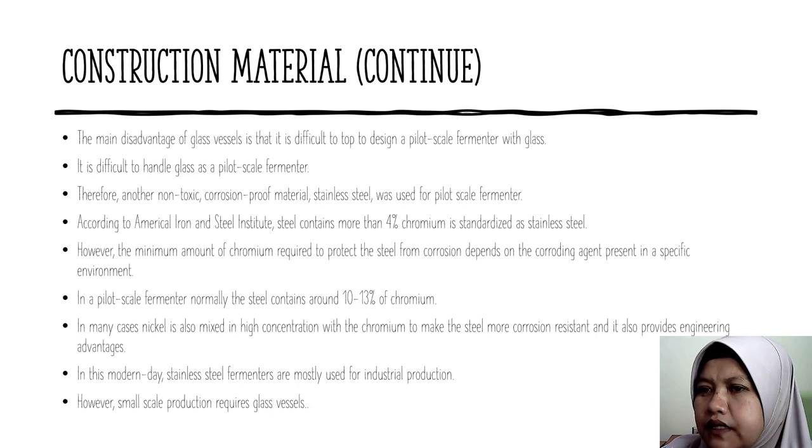According to the American Iron and Steel Institute, steel containing more than 4% chromium is standardized as stainless steel. However, the minimum amount of chromium required to protect the steel from corrosion depends on the corroding agent present in the specific environment. In a pilot scale fermenter, normally the steel contains around 10 to 13% of chromium. In many cases, nickel is also mixed in high concentration with the chromium to make the steel more corrosion resistant, and it also provides engineering advantages. In this modern day, stainless steel fermenters are mostly used for industrial production. However, small-scale production requires glass vessels.